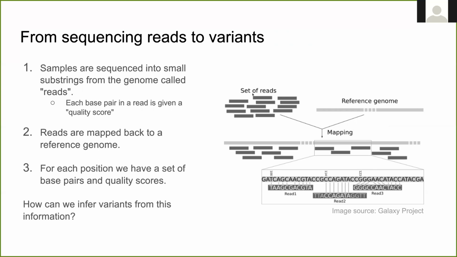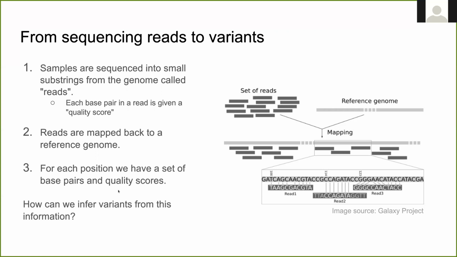So with these reads and their quality scores, we map them back to the reference genome. These are reads from SARS-CoV-2. We map them back to the reference SARS-CoV-2 genome. And so now, for each position, we have a set of reads mapped to that position, or a set of base pairs mapped to that position, as well as their quality scores.